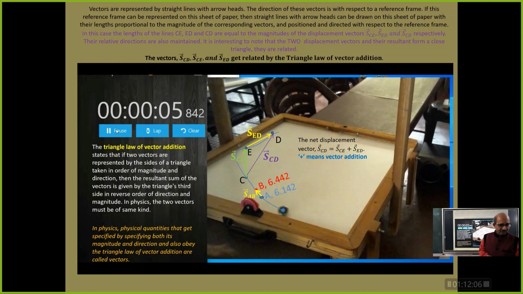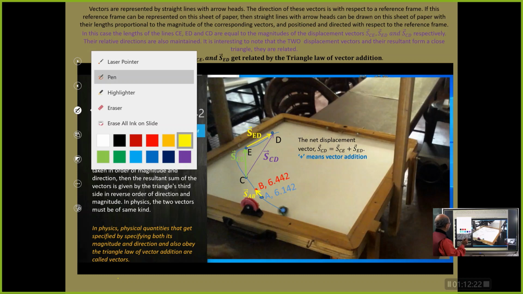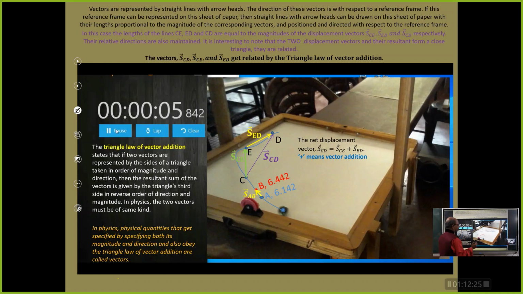So, how will you add two vectors? Say there is a velocity of 10 meters per second towards north. You represent it by a line, 10 centimeters for 10 meters per second, towards north. Supposing you draw like this, this is north, south, east and west. So 10 meters per second north, I will represent it by this line.